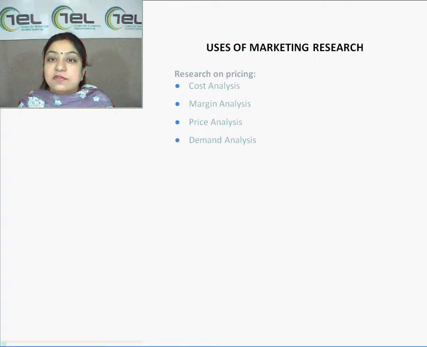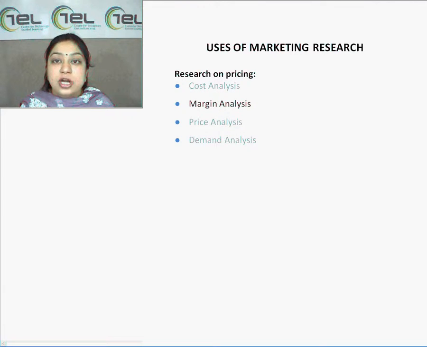Now research is also helpful in the pricing of a particular product. It helps in cost analysis. It tries to identify the cost at which the particular product is available to the producers. It helps in margin analysis, how much profit the producers are making. It helps in total price analysis, what the actual consumers are paying, in relation to the competitors, and it also helps in demand analysis.